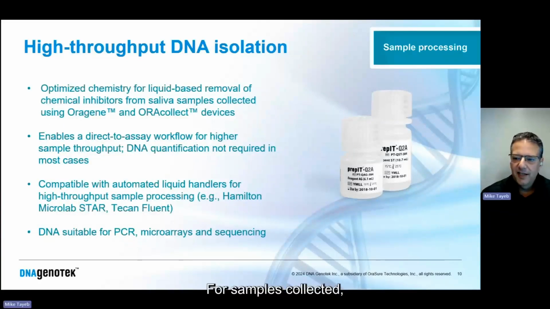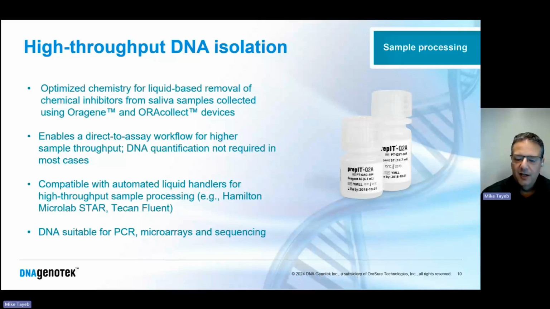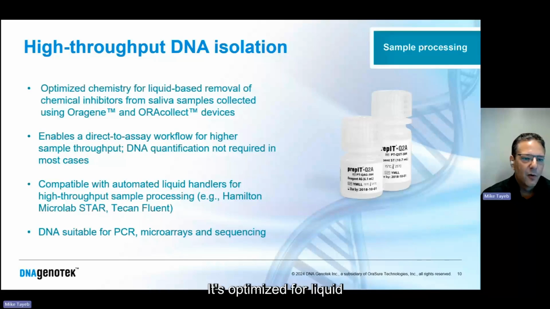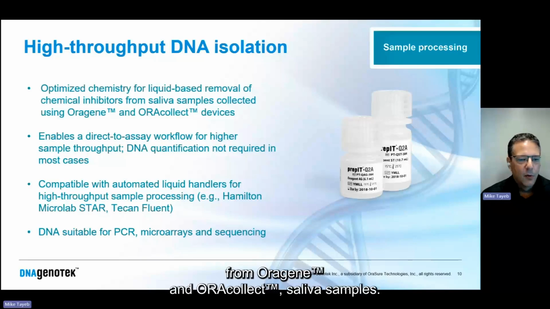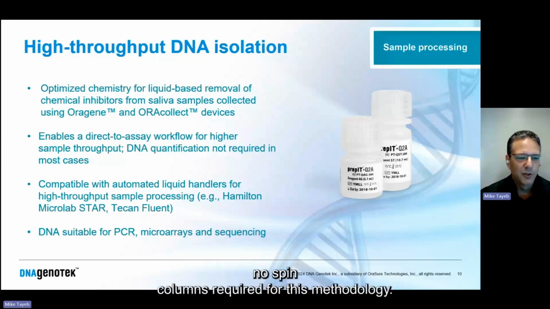For samples collected using Origin and OraCollect devices, if you're going to use those in a high throughput application, we offer another extraction method called PrepIt Q2A. PrepIt Q2A is a rapid and scalable DNA isolation method. It's optimized for liquid-based removal of chemical inhibitors from Origin and OraCollect saliva samples. What I mean by liquid-based is that there are no magnetic beads and no spin columns required for this methodology.